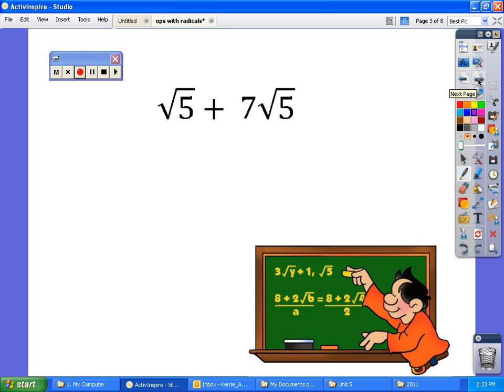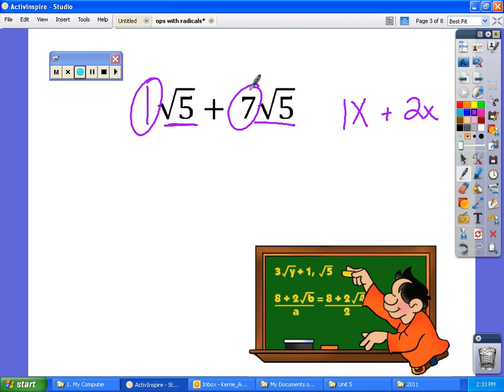Okay, little trick here, similar to when I have x plus 2x, your teacher probably taught you to put a 1 in front of here. So I'm going to put a 1 in front of this square root of 5. Both radicals match, so I'm going to combine the coefficients. 1 plus 7 is 8. 8 the square root of 5.